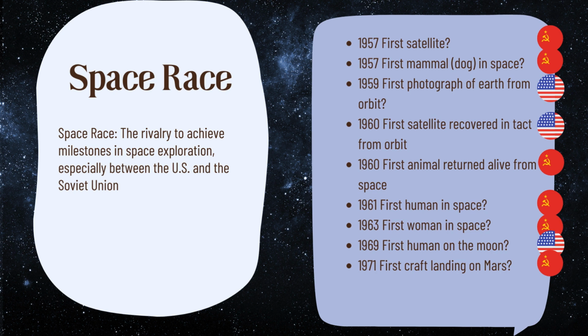So on this timeline, we've got the first satellite, it's called Sputnik. Soviet Union won on that one. The first dog in space, Soviet Union. The first photograph of Earth from orbit was the United States. The first satellite recovered intact. Before this point, before 1960, they would just let the satellites crash and they didn't get them back. So the first satellite recovered was by the United States. First animal returned alive is 1960 by the Soviet Union. First human, Soviet Union. First woman, Soviet Union. First human on the moon is the United States. And the first craft that landed on Mars was 1971 by the Soviet Union.